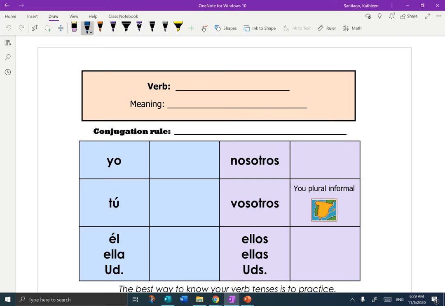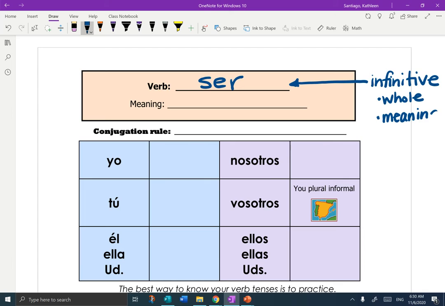with the verb at the top. So we're going to write the verb ser at the top. This right here, and we're going to talk about this, this is the infinitive form of the verb. Infinitive is a fancy word that means it's the whole verb. It gives us the meaning, but it does not tell us who is doing the action or when they are doing the action.